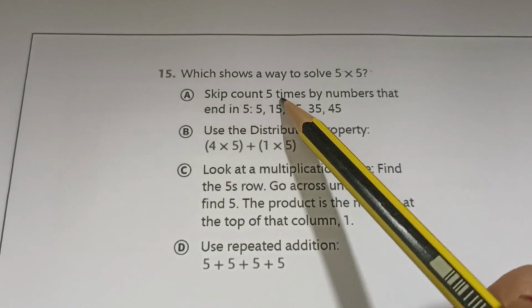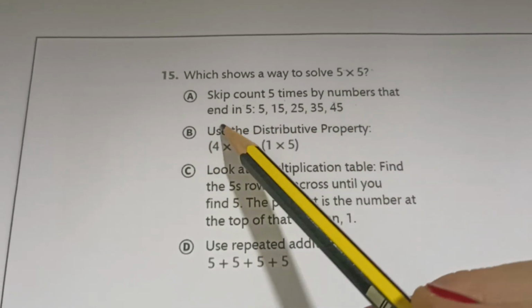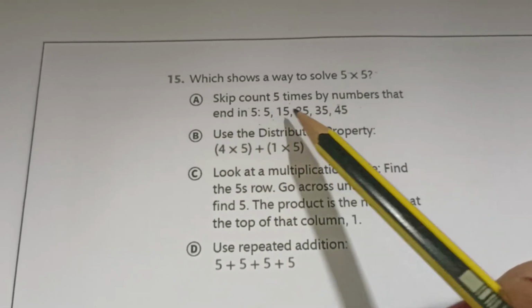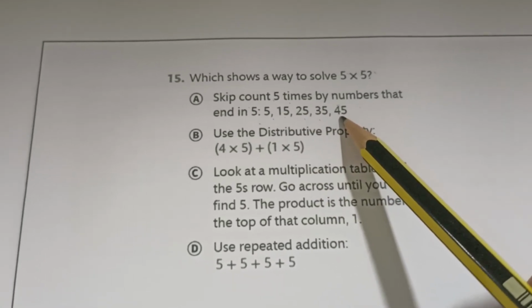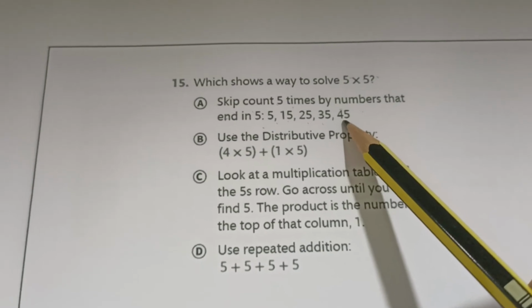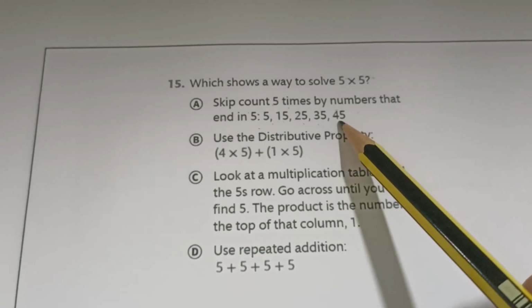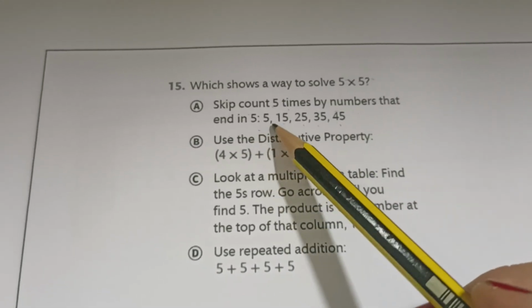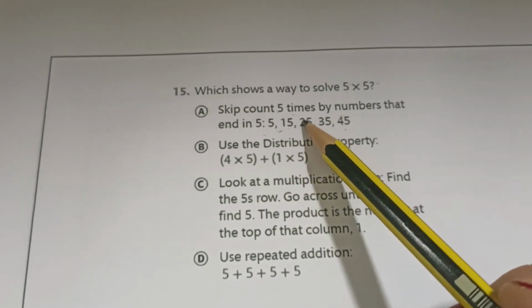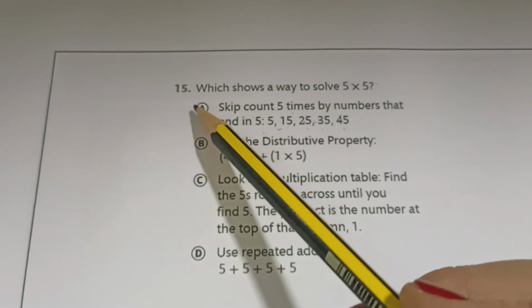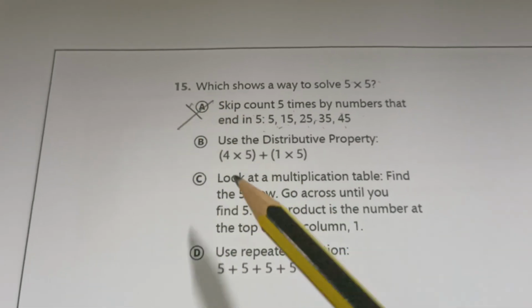Skip count 5 times by numbers that end in 5. 5, 15, 25, 35, 45. Is it okay? No, because you know that we are counting by 5 like this. 5, then should be 10. 15, then should be 20, 25, then should be 30, so this is not okay, not good.